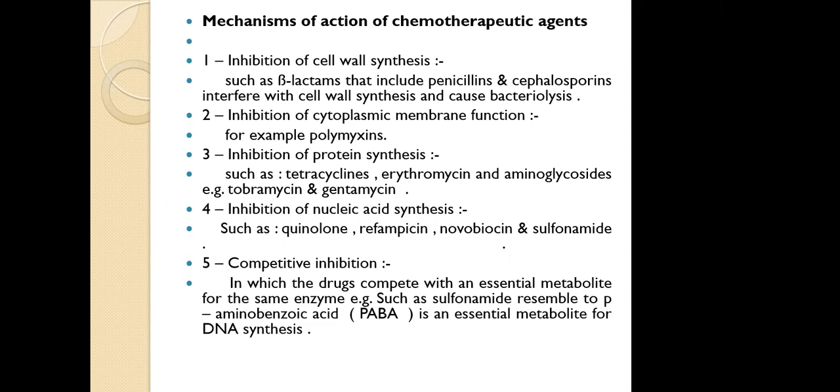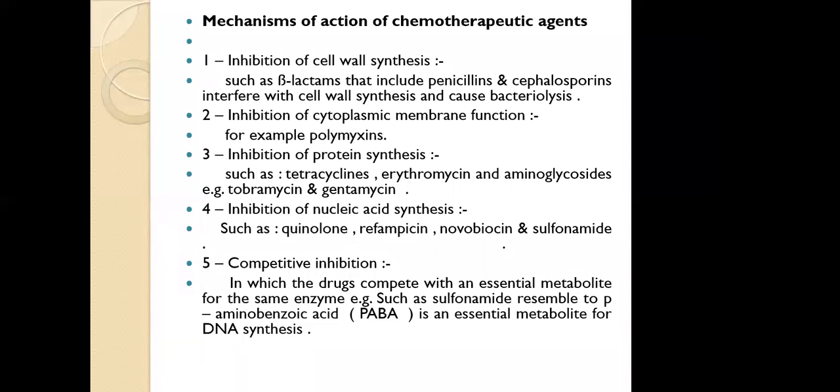Now there are several mechanisms that affect the microbe. The first is the inhibition of cell wall synthesis. Due to the unique structure of the bacterial cell wall, because this is present in bacteria only but not in eukaryotic cells, this is considered a good target for antibiotics. Such as beta-lactam drugs, including penicillins, cephalosporins, monobactams, carbapenems.